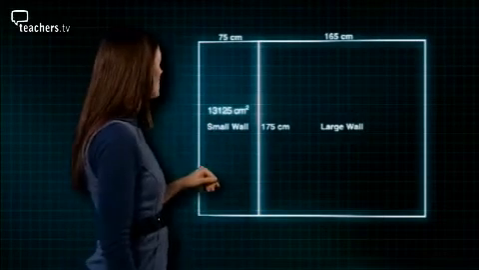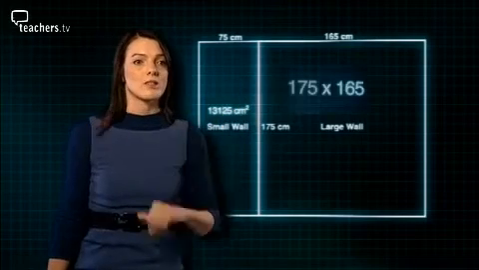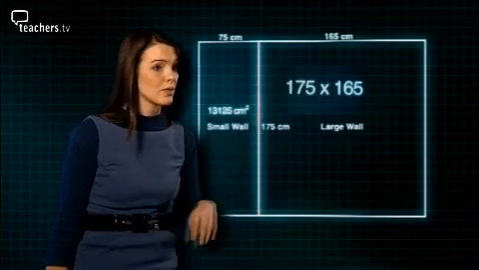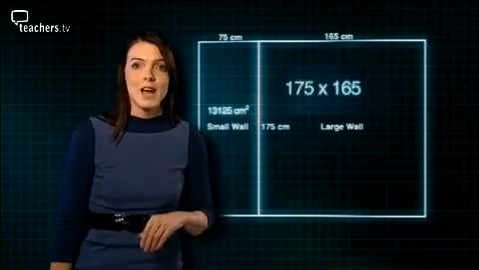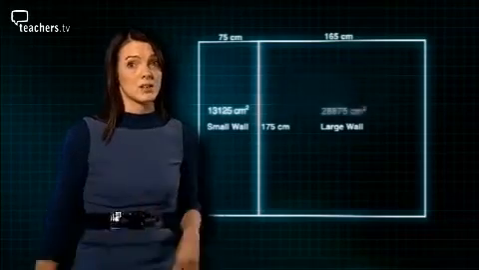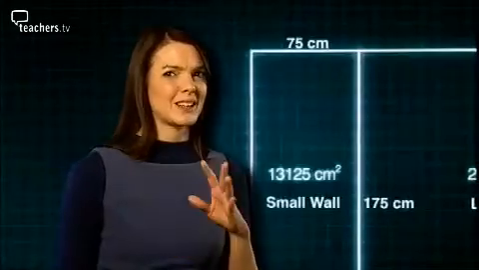Now let's have a look at the larger wall. We can see that that's 175 times 165, and that gives us 28,875 square centimetres. Now we've got to handle the really tricky one that's behind the sink with all the windows in.